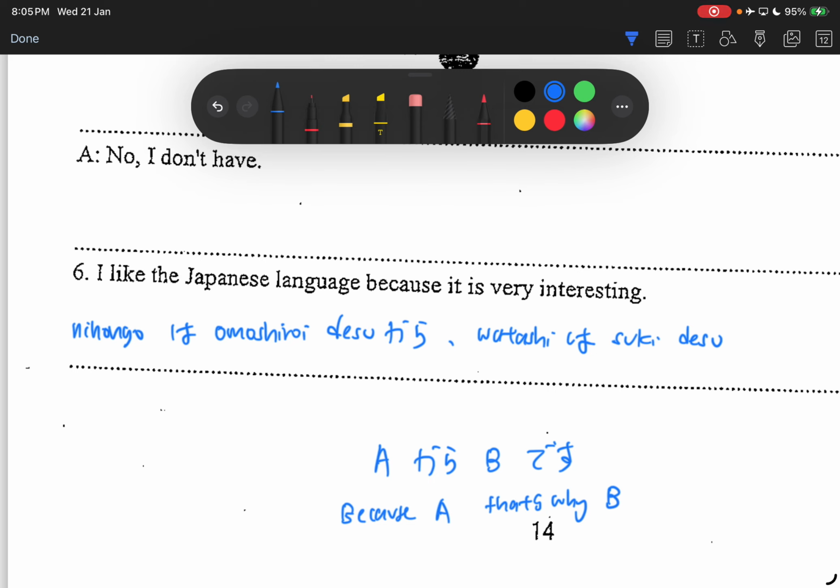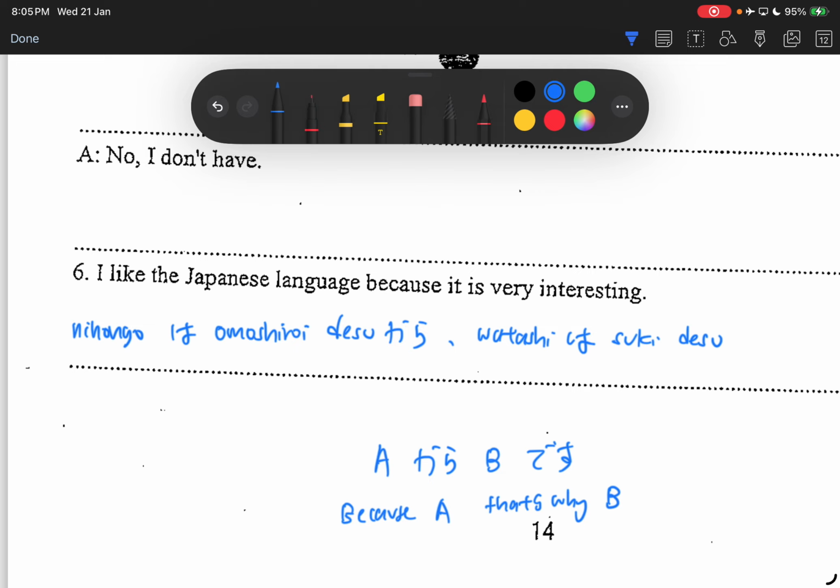You're not very familiar with the sentence structure, so I'll give you the sentence structure first. Yes, it's very confusing. Right? So in English we say I like the Japanese language because it is very interesting. But in Japanese we swap the position. Instead of saying this first, we say this first. In Japanese we will say because it is interesting, that's why I like Japanese language.